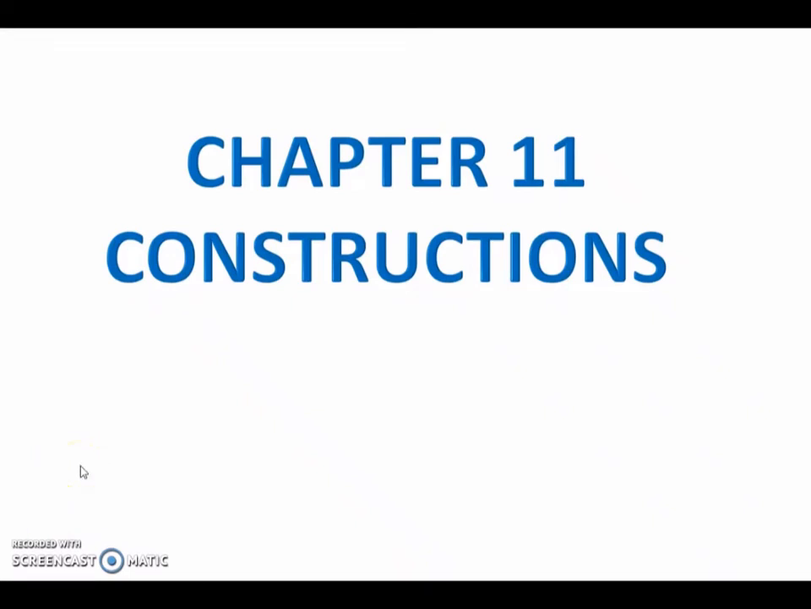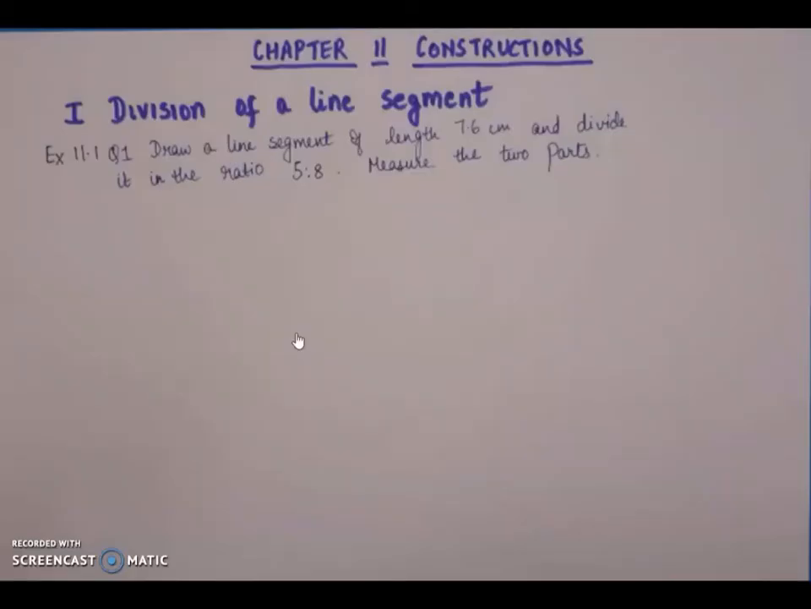Now we will be starting with the 11th chapter, that is constructions. The first type of constructions that we are going to see is the division of a line segment. That is, if you are given a line segment of any measurement, then you can divide it in a given ratio. And how you can do that, that will be the first construction.